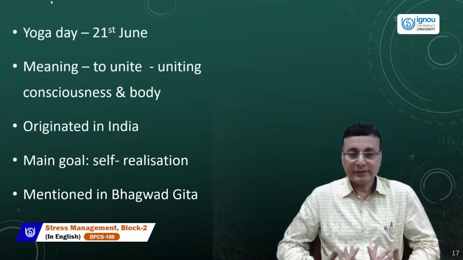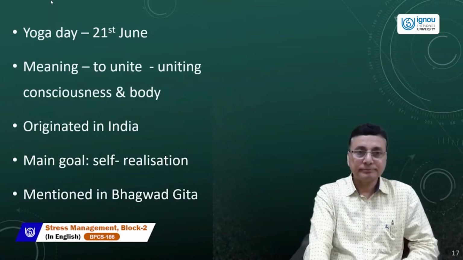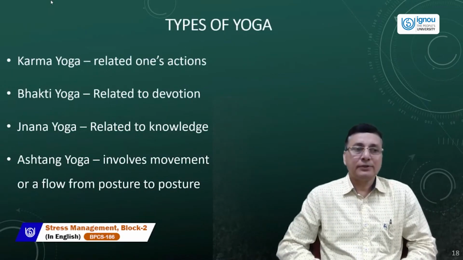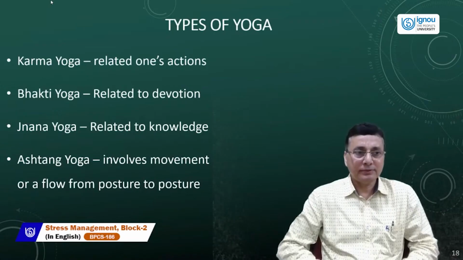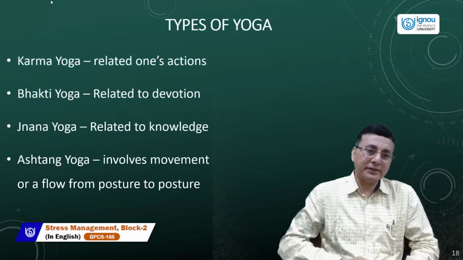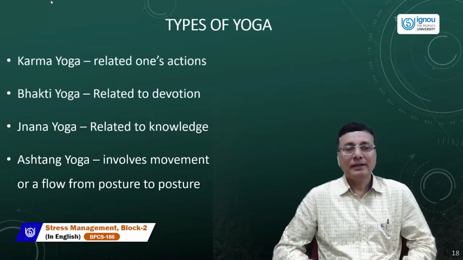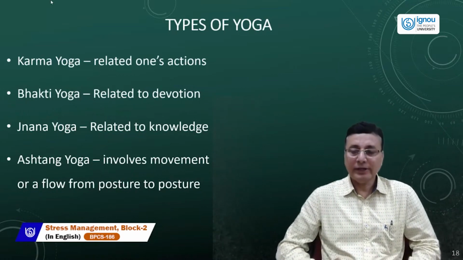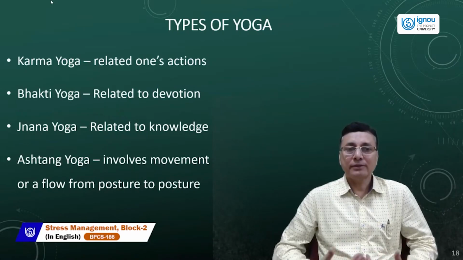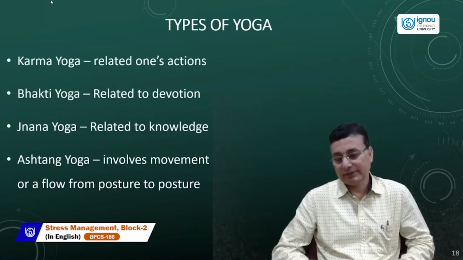You try to understand what you are, and it is mentioned in the Bhagavad Gita. In the Bhagavad Gita, mainly three types of yoga are given: Karma Yoga, Bhakti Yoga, and Jnana Yoga. There is also mention of Ashtanga Yoga. Karma Yoga is related to one's action. It focuses on the fact that we have to do certain actions. Why? Because these are our duties, and we cannot escape from those duties.